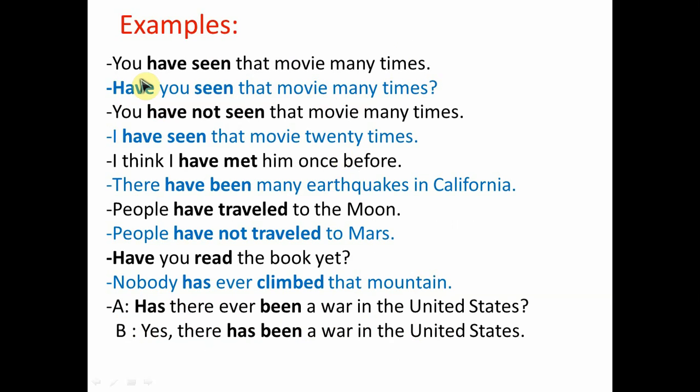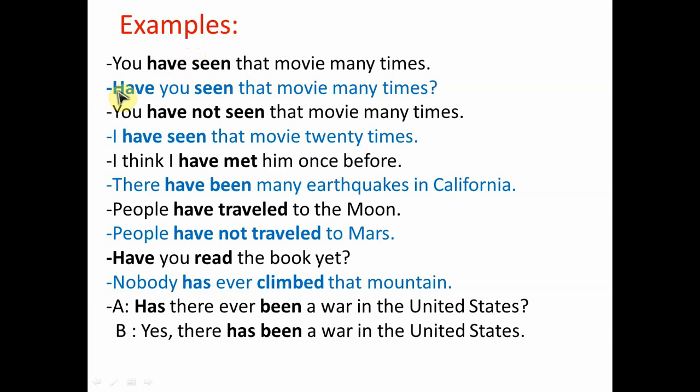Let's read these examples together. You have seen that movie many times. Have you seen that movie many times? You have not seen that movie many times. Yeah, the first one is a positive sentence, okay? So I start with the subject, then have, then the past participle verb, or the past participle form of the verb.